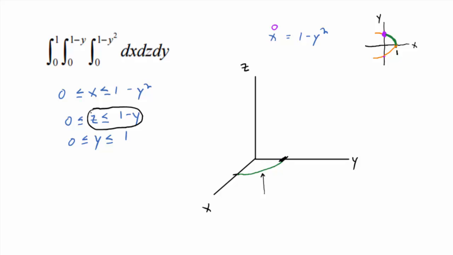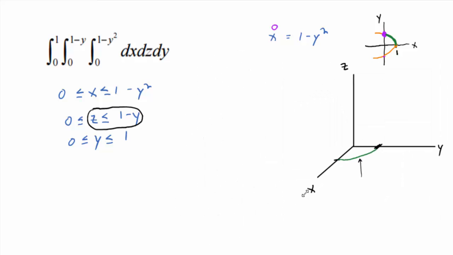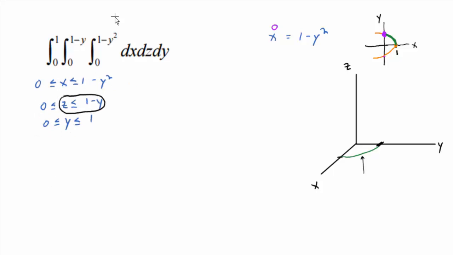The equality z equals 1 minus y, in fact. So let me see if I can create a little bit more room here. Maybe make that just a bit smaller. Okay. So z equals 1 minus y. What does that graph to look like? It's got to be a plane. Anytime you have z to the 1 power, y to the 1 power, nothing else except a constant, it's a plane.